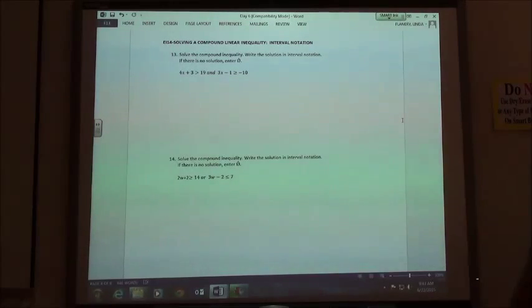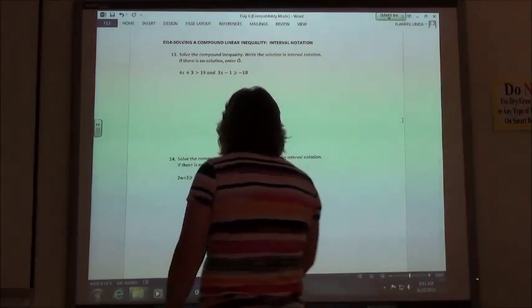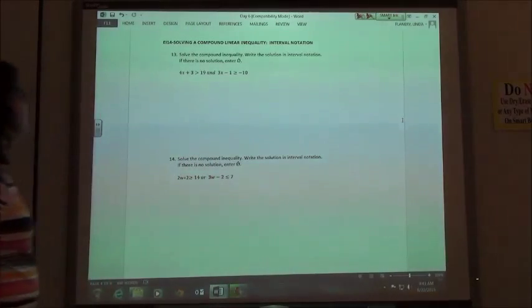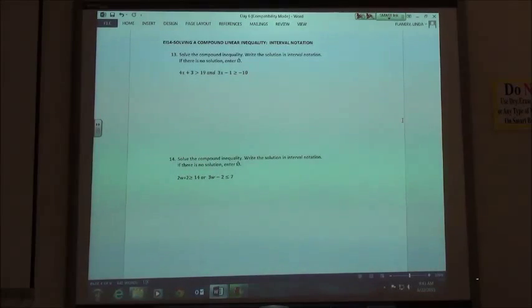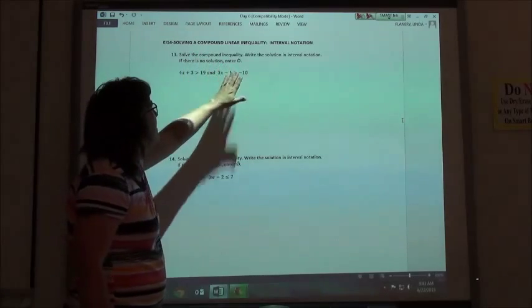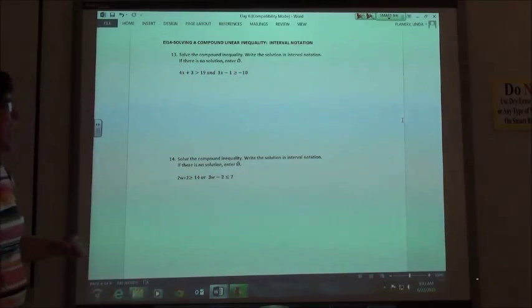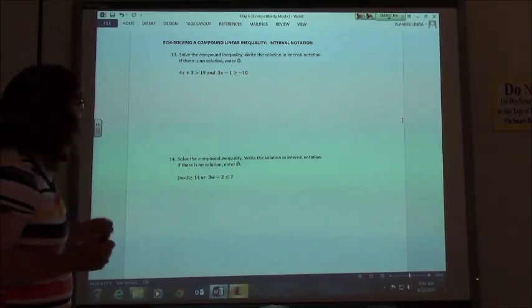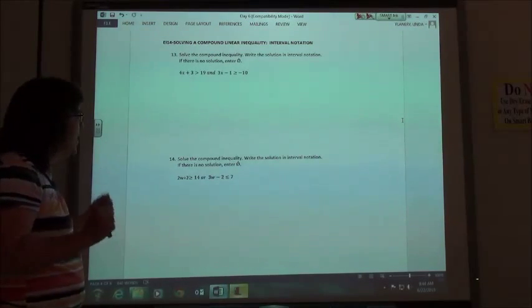Problems 13, 14, 15, we're solving compound linear inequalities. It says that if there's no solution, enter the empty set for the no solution symbol. And so what we're going to do here is we have to solve each of these. Keeping in mind, if it's an and, I should be between two numbers. If it's an or, I should be going in the two opposite directions. And that's why we have no solution sometimes, because it doesn't fit the meaning of and or.